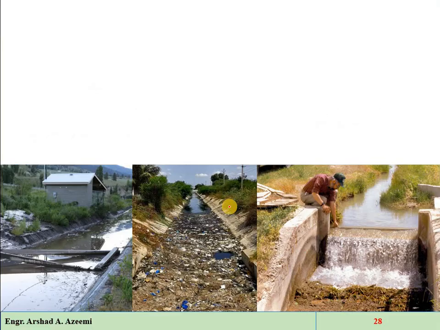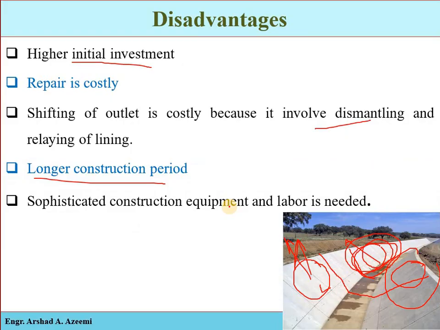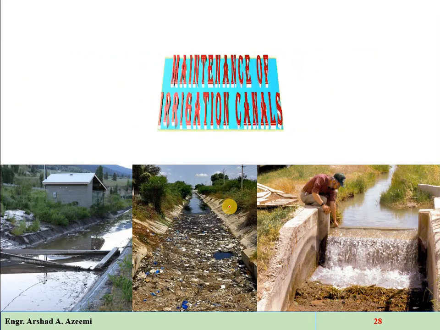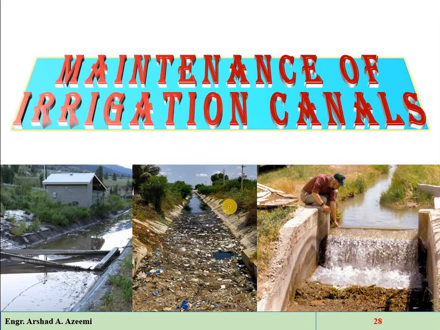So this was all about canal lining: why we are lining a canal, what advantages will be achieved, and what the different types of canal lining are. Now see, we have the maintenance of the irrigation canal. Remember, we will design the most efficient and most effective irrigation canal, and also we will improve the capacity and efficiency of the irrigation canal by lining it.